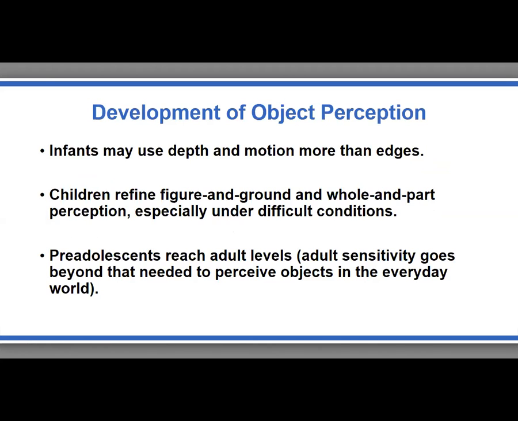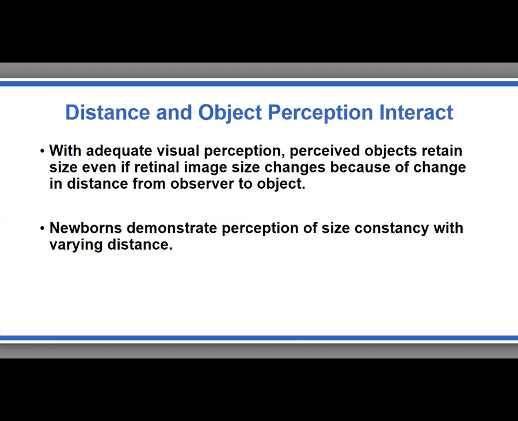Development of object perception: infants may use depth and motion more than edges. Children refine figure and ground and whole and part perception, especially under difficult conditions. And pre-adolescents reach adult levels, which means adult sensitivity goes beyond that needed to perceive objects in the everyday world, right? So teenagers' vision is close to adult vision.